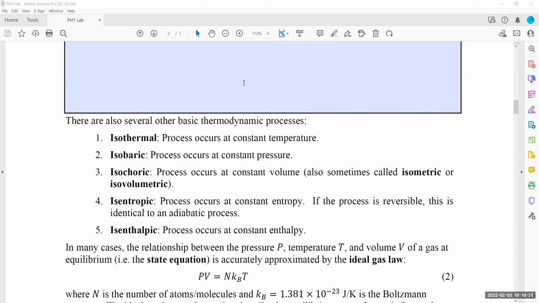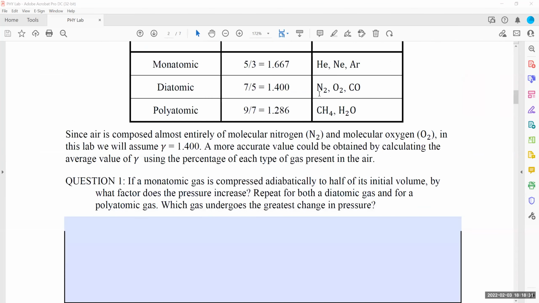So let me close. No, I don't want to close this. Let me go into the PDF file and let me share the PDF file. Share button. Okay. So here are the lab instructions for this one.